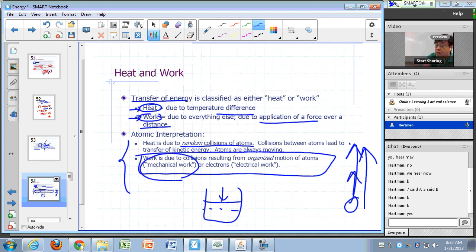Now, if you have an electrical wire, a copper wire, for example, you push electrons through that wire. That's what electricity is. You have a concerted or organized motion of electrons through the wire. That is what we would call electrical work. You're going to be transferring energy there because your electrons are going to be colliding with the atoms in your wire. Your wire is going to get hot.